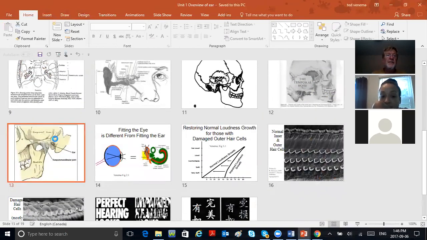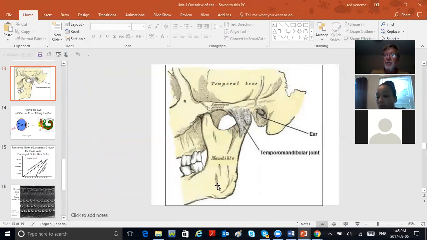Okay, here it is. There's your jawbone. Here's your skull. Here's your temporal bone. The temporal mandibular joint is right here. It's a ligament that connects your jaw to your skull. And this can often get arthritis. TMJ, they call it, temporal mandibular joint syndrome. Often the pain is manifested in the ear. So many people go to an ear person with pain here when actually they should be seeing a dentist.